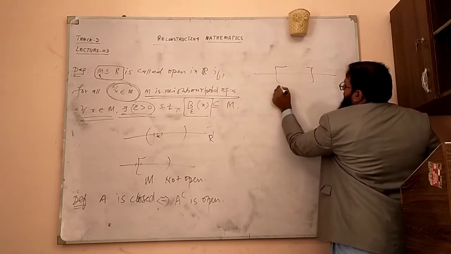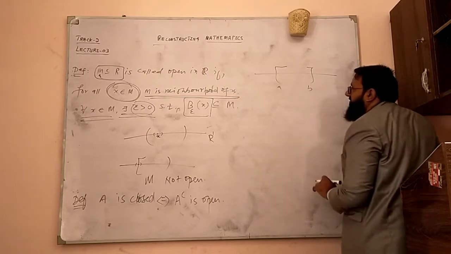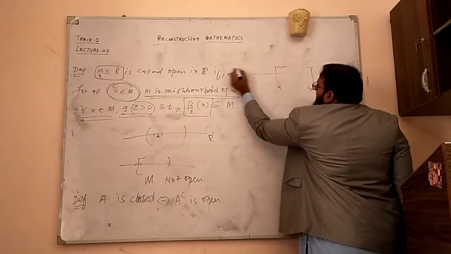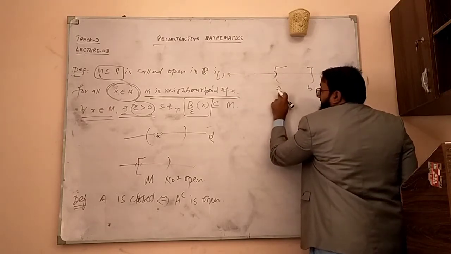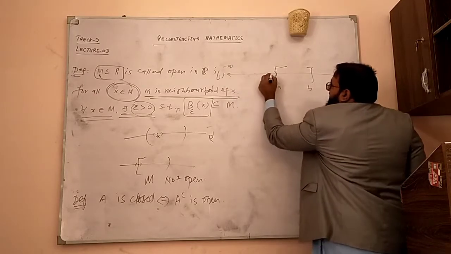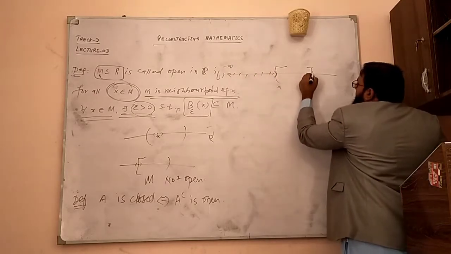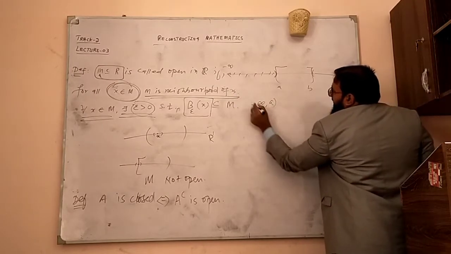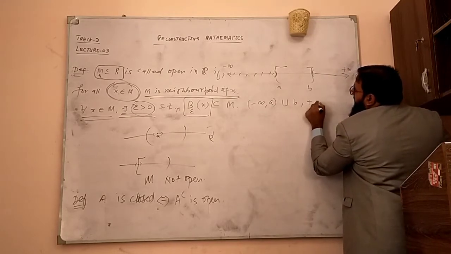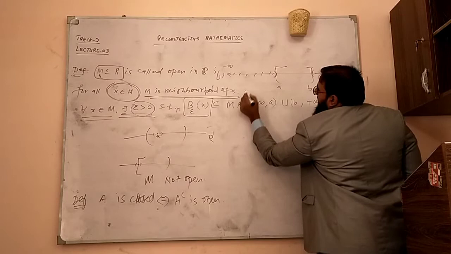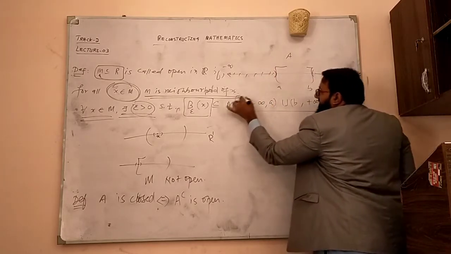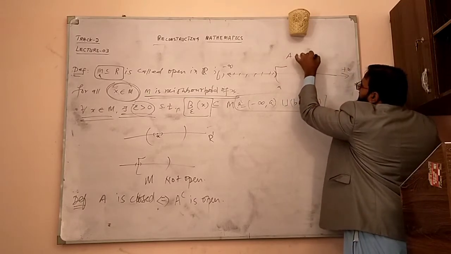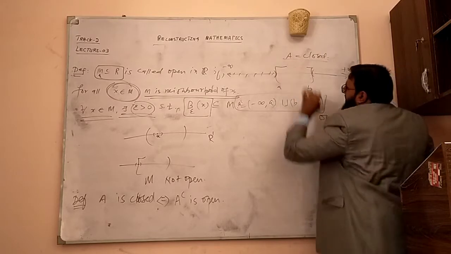A closed interval is closed. Why is this closed? Because I take the complement of this. What is the complement? The complement is all the points from A to minus infinity, and all the points from B to positive infinity. So negative infinity to A, union B to positive infinity, this is A complement, if this is your A. You can see that this is open. This is open, it means this A is closed.